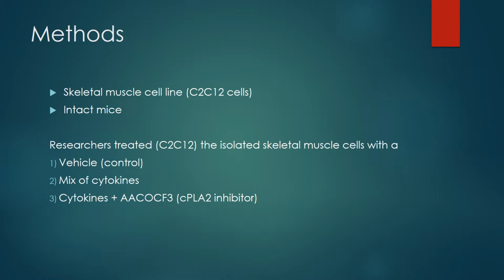To test the pathway that they had postulated, they used C2C12 cells, which is a skeletal muscle cell line, within intact mice. They treated the muscle cells in 3 different groups. The first was a vehicle control. The second was a mix of cytokines, including TNF-alpha, IFN gamma, and IL-1 beta. And the third was a mix of cytokines and AACOCF3, which is a CPLA2 inhibitor. In each of these groups, after 24 hours, they assessed cell CPLA2 activity, mitochondrial superoxide generation, calpain activity, and calpastatin activity.